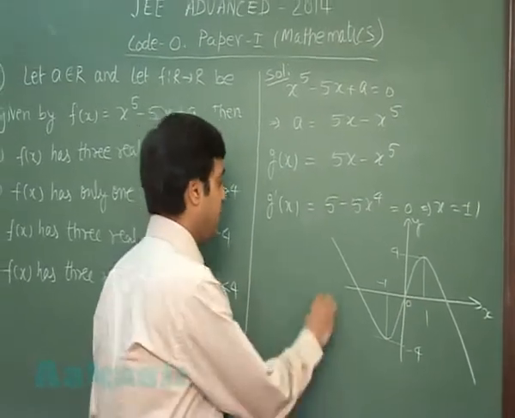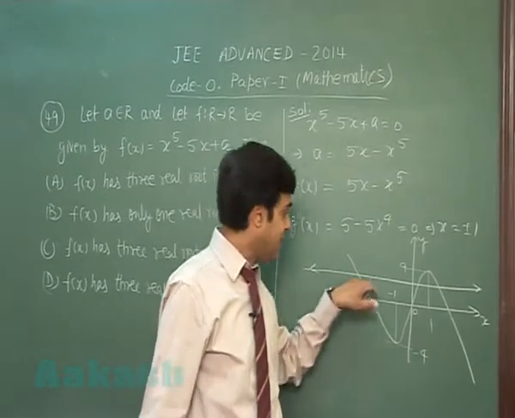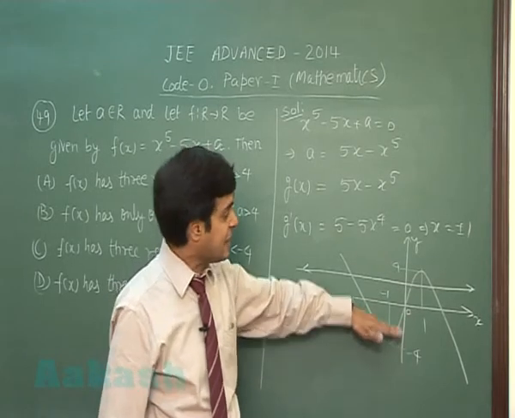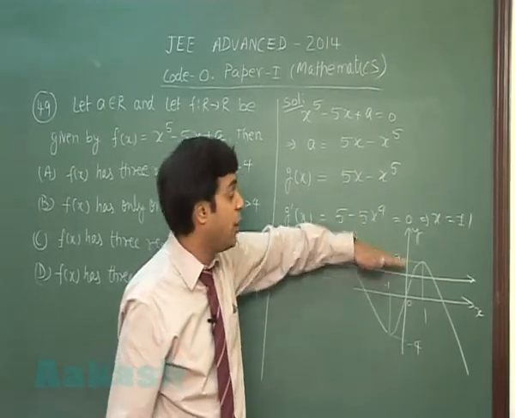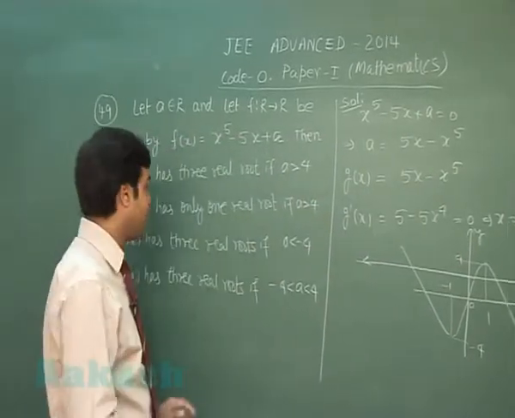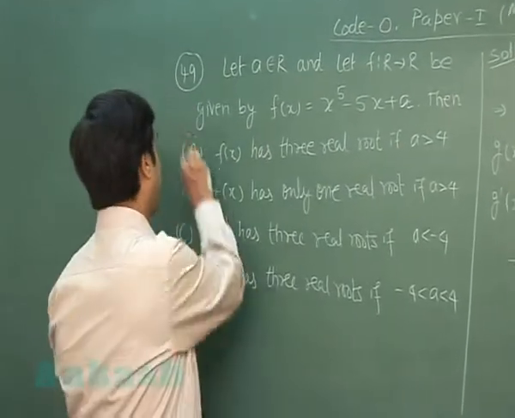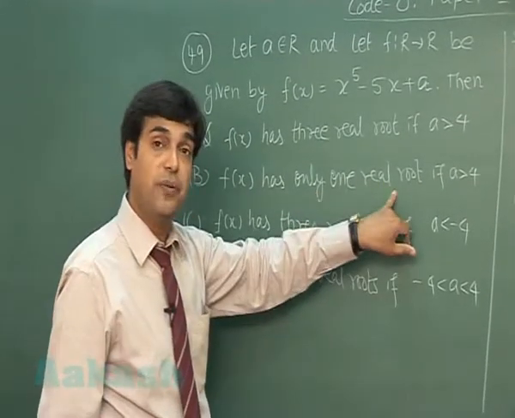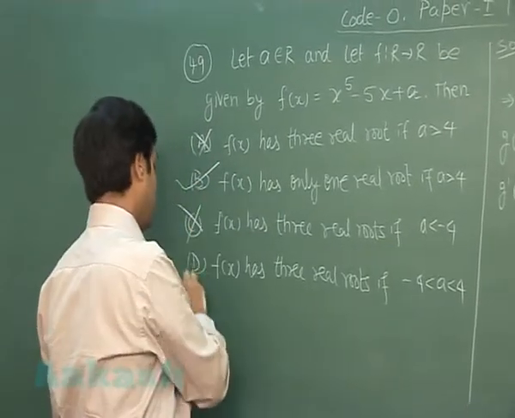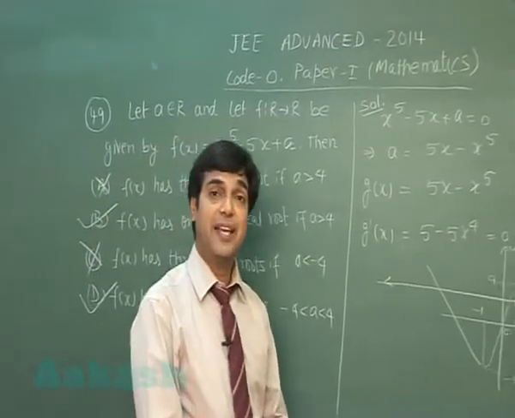Now clearly, if we draw a line parallel to the x-axis like this, it intersects the curve at 3 points if it is between minus 4 and 4. It intersects at only 1 point if it is beyond this interval, either greater than 4 or less than minus 4. So the options are quite clear. First says 3 roots when A is greater than 4, it is false. Second says only 1 root when A is greater than 4, true. 3 roots when A is less than minus 4, false. Fourth is correct. So two options B and D are correct. Let's move to the next, that is the 50th question.